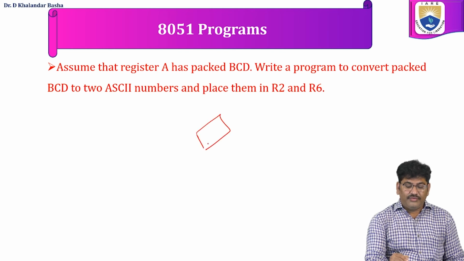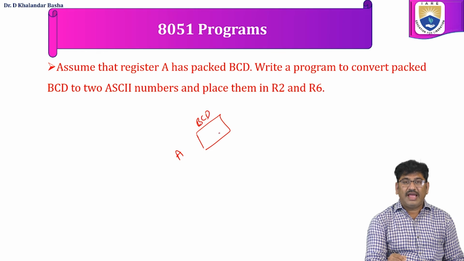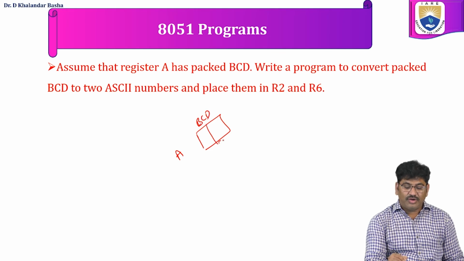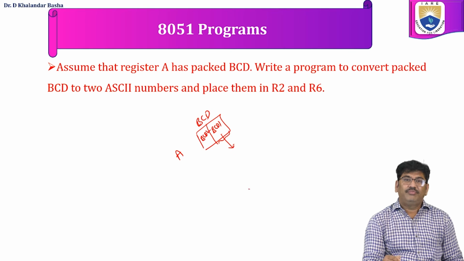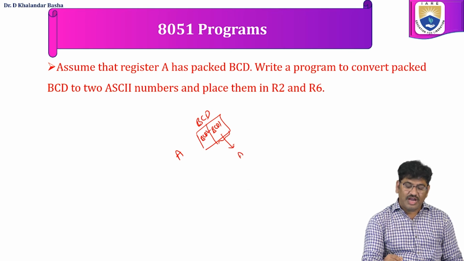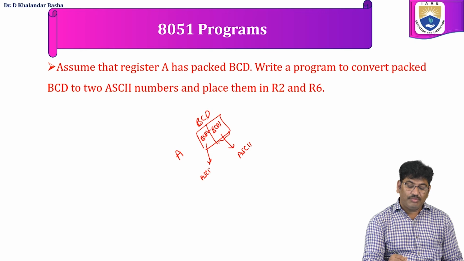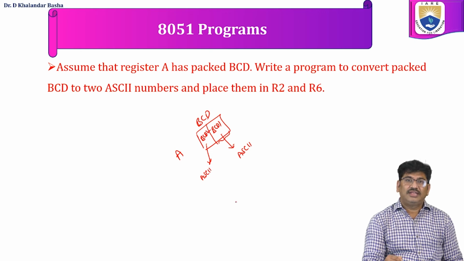So here we are going to take the accumulator contents with some BCD number. As it is a packed BCD, we are going to have 2 numbers, BCD number 1 and BCD number 2. First extract one of the BCD numbers. This one we have to convert into ASCII. Then we will extract the second nibble or second BCD number. For this we are going to find the ASCII value.